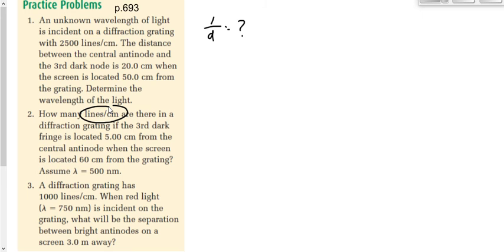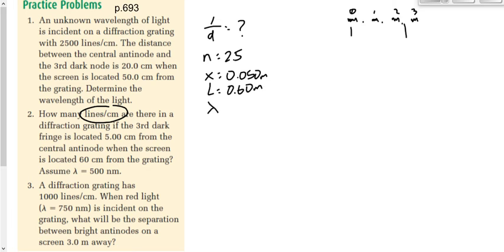The third dark fringe from the central antinode, central bright spot, first bright spot, second bright spot. Probably shouldn't be drawing my bright spots as black. You think you get the idea there. Third dark one is 1, 2, 3. So n would be 2.5 there, from 0 to 2.5. 2.5 minus 0 is 2.5. X is 0.0500 meters. L is 0.60 meters. And lambda is 500 times 10 to the minus 9 meters.